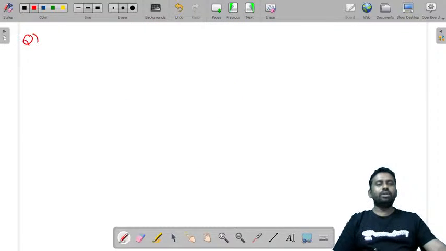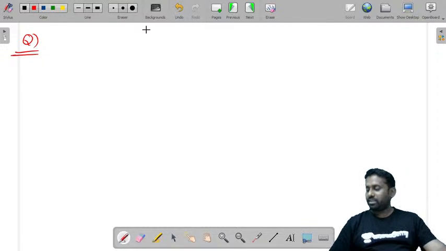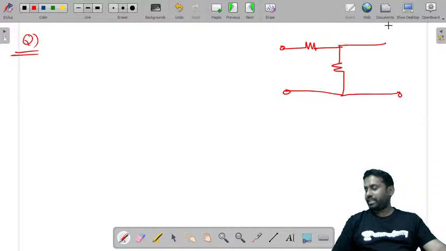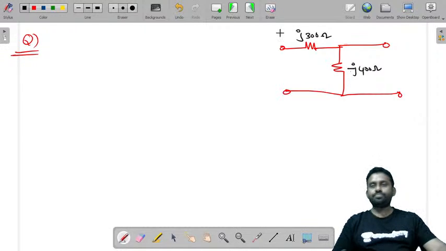So let us consider one question. I'm taking this from one of the questions. There are two impedances given like this, a T network which is purely an L section. This value is given as J300 ohms, and this is given as minus J400 ohms.